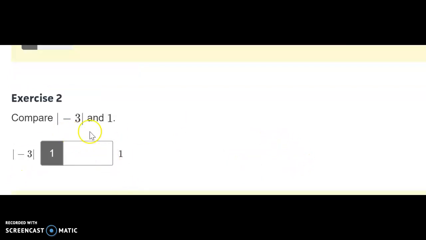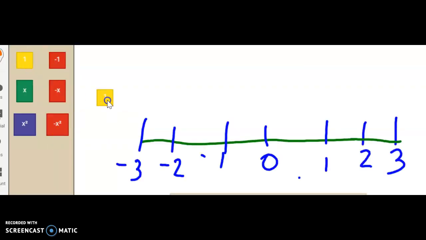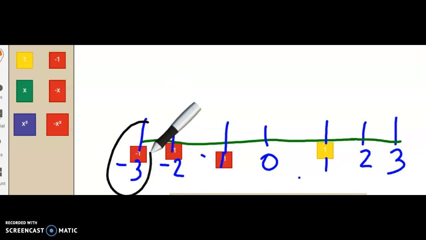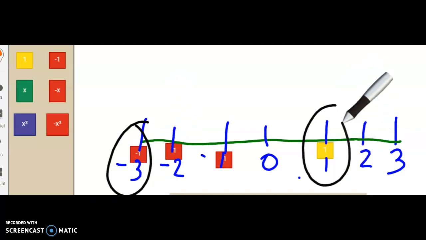I'm going to get out the number line for a moment and show you this one. We have negative 3 and we have 1. Okay, so again, here's our number line, and we are comparing the number 1, which is the distance of 1, to the distance of negative 1, negative 2, negative 3. So we're comparing these two numbers, negative 3 and positive 1.